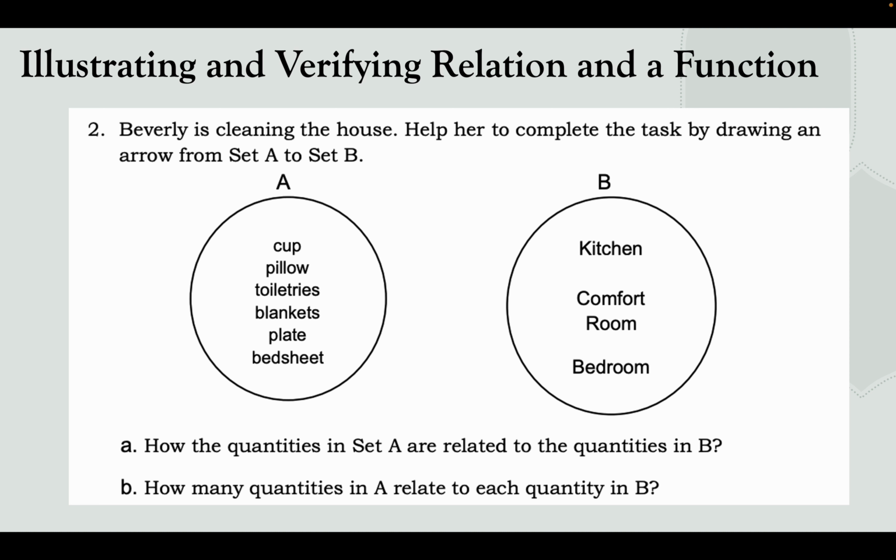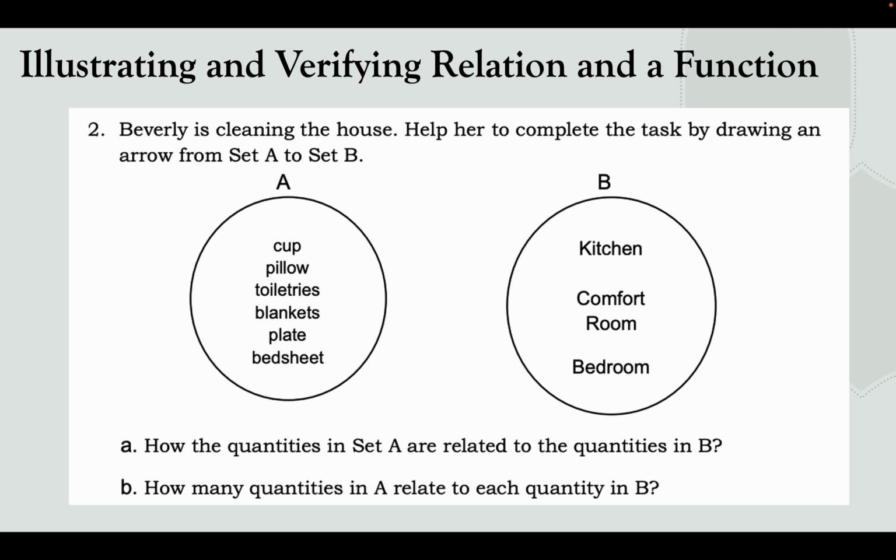Number 2. Beverly is cleaning the house. Help her to complete the task by drawing an arrow from set A to set B. So we have here set A, the things in the house, and set B, the places in the house.